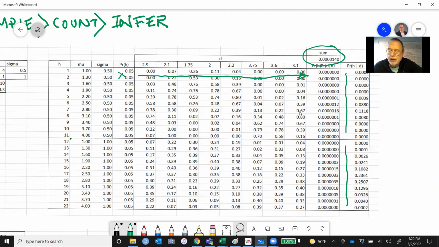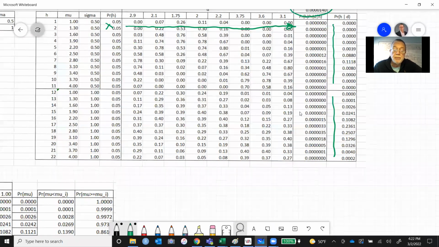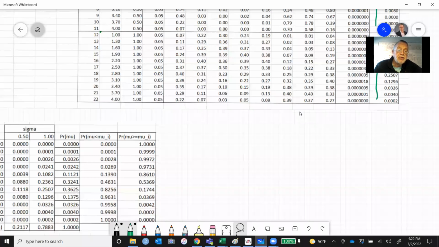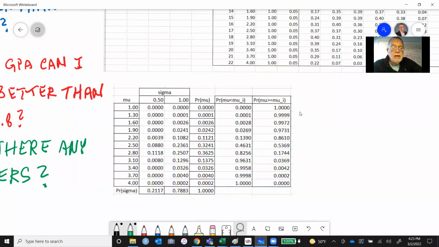One for each environment. So what that means for inference: we've done all our counting here, these are the probability of a hypothesis given all of the data. We have 22 of them. We can put them side by side like this. We've already done all of this. Here are the 11 points from 1 to 4 of a grid approximation on the left, 2 sigmas, and we're just putting those 2 pieces side by side.